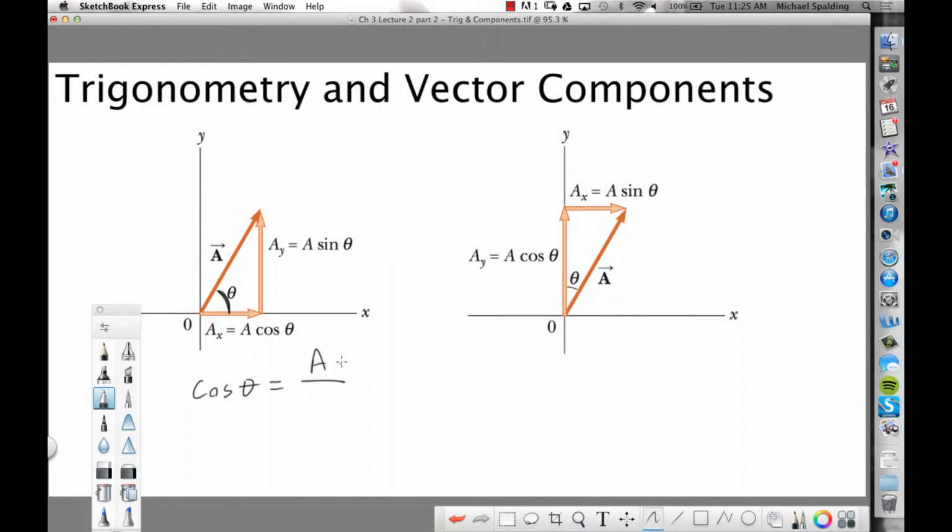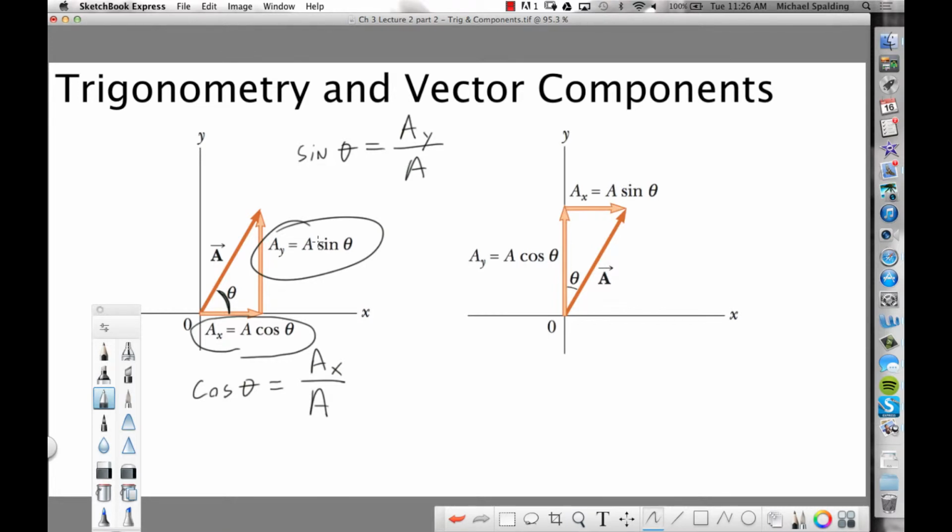Adjacent, which is going to be A sub x. The hypotenuse is A, so doing the algebra, A sub x is going to be A cosine theta. And then for the vertical, for A sub y, you go sine theta, so what's sine? Opposite, which is A sub y, over hypotenuse, which is A. You do the algebra, A sub y is going to be A sine theta.